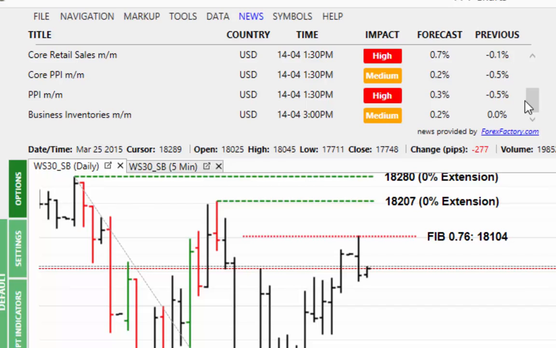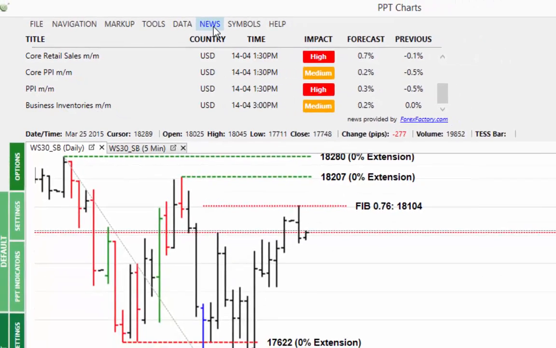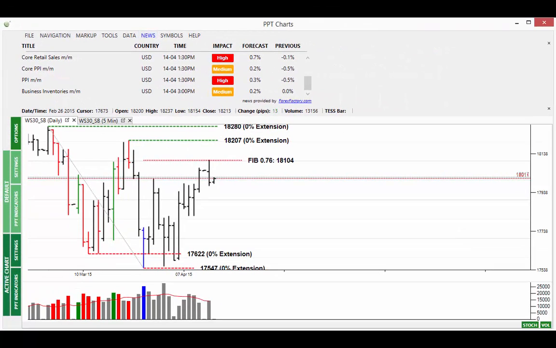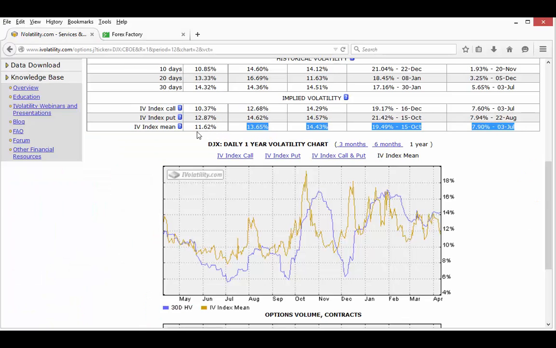On the news front, let's have a look, see what we've got after 2:30. We've got business inventories out at 3 p.m. These are forecast to show an increase of 0.2. That's at 3 p.m., medium impact, but as there's no major economic news out at the moment, then maybe this will be used to move the market back to the upside should the figure come out at what is forecast there at 0.2.